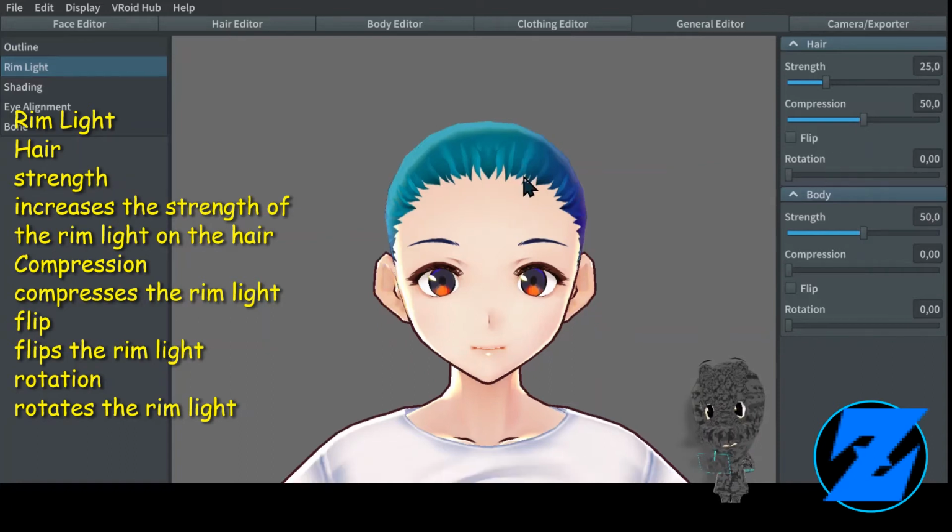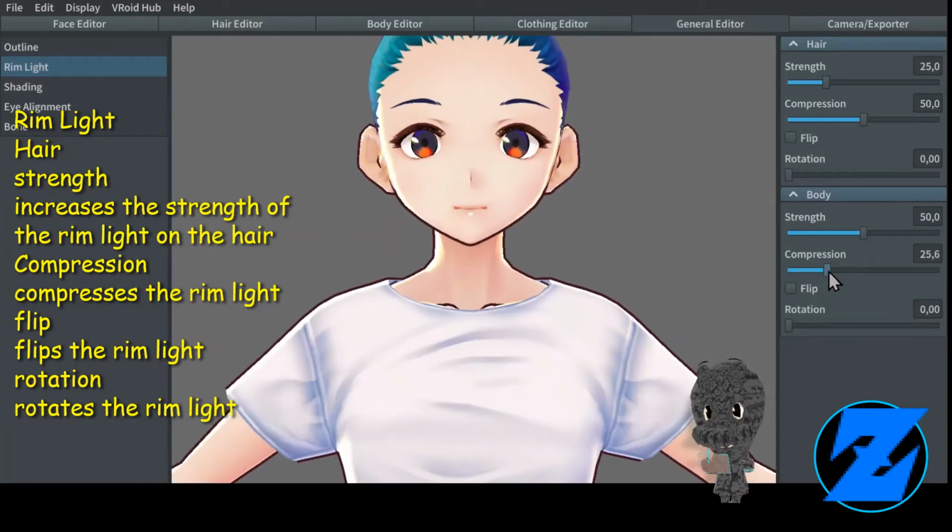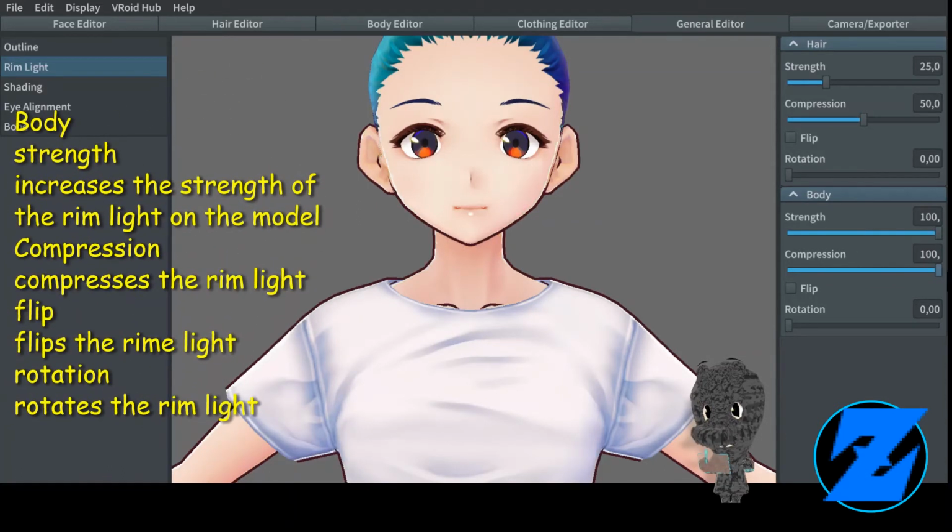Rim light hair strength increases the strength of the rim light on the hair. Compression compresses the rim light. Flip flips the rim light. Rotation rotates the rim light.